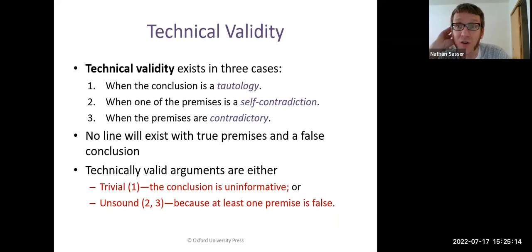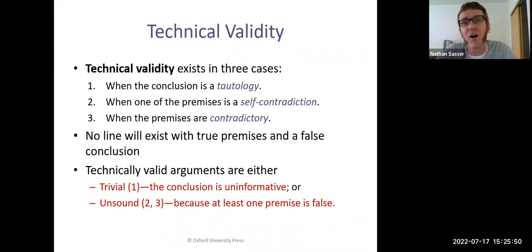Number three, when the premises are contradictory, that's another similar case. If they're contradictory, then they can never all be true, right? So if I say premise one, I'm in South Carolina. Premise two, I'm not in South Carolina. Conclusion, therefore, Neil Armstrong was the emperor of China. That argument is valid because there's no case where all the premises are true and the conclusion is false, because there's no case where all the premises are true, because the premises are contradictory.